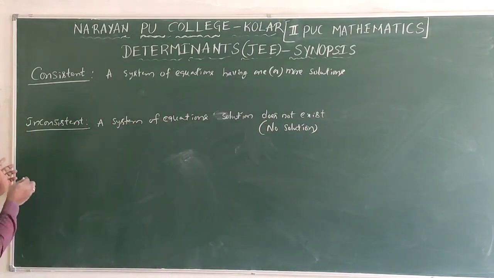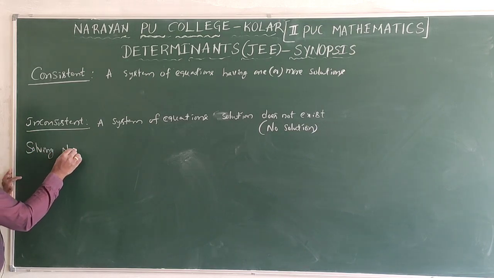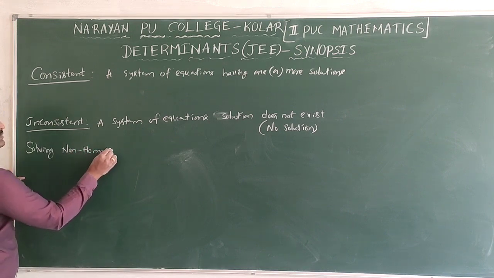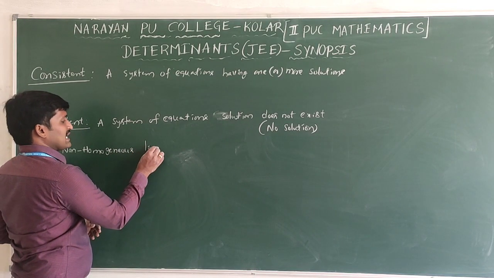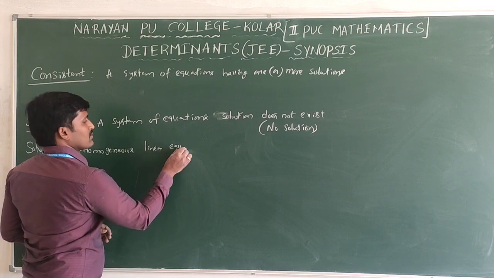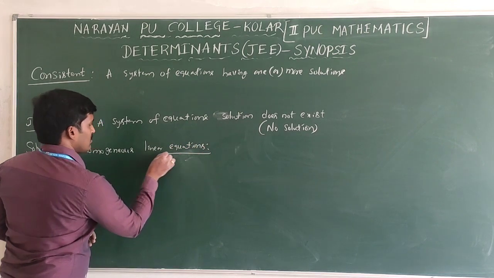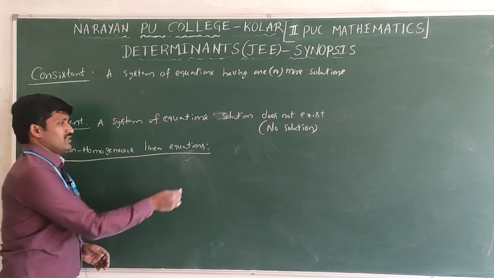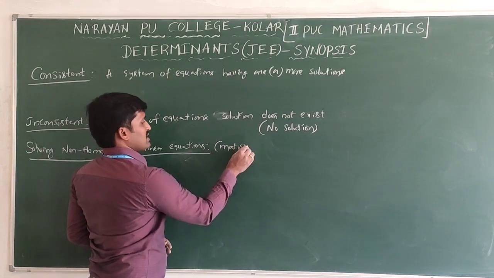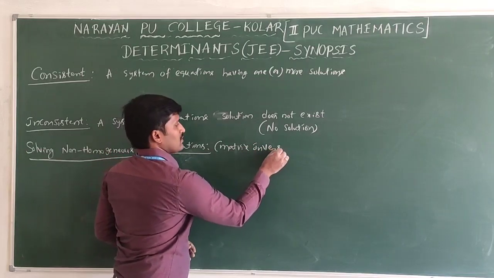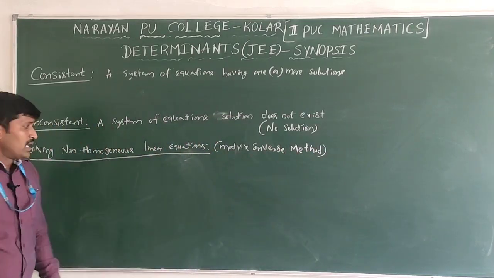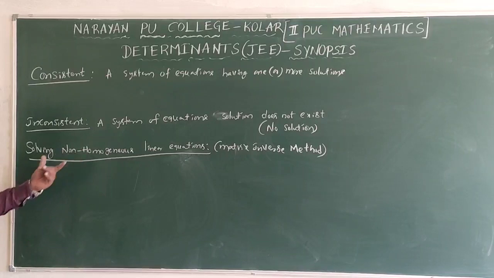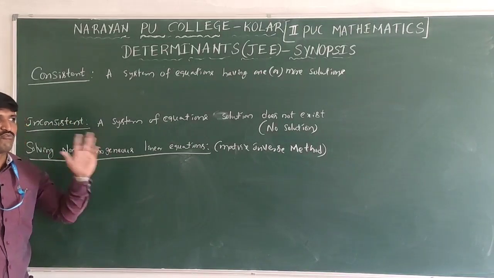How to solve? First, solving non-homogeneous linear equations. This one we solve by using the matrix method, the matrix inverse method. It's already there in PO also. In this concept, how to solve? Why is it not homogeneous? Because the right side values are not 0, but some values exist.